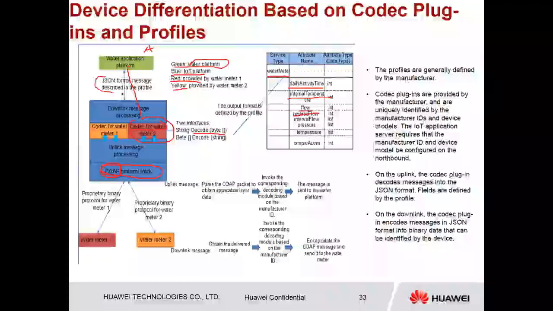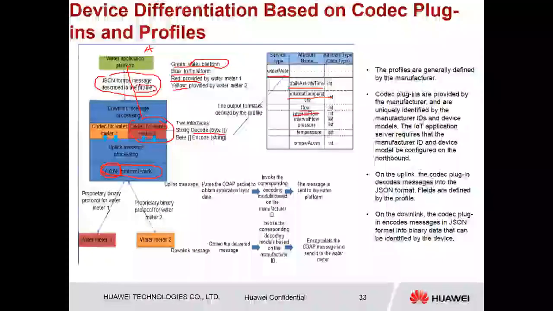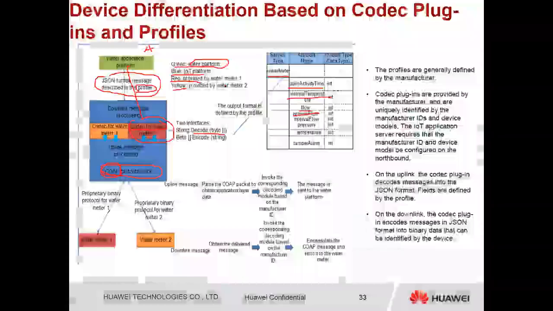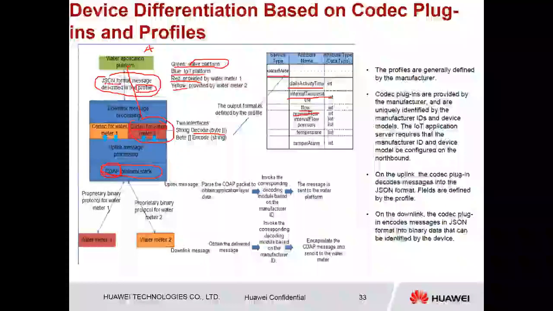And then we can check that when we decode, we need the profile. This profile, as I told you, is a profile description for this device. We decode this message based on the profile. And the same situation applies for water meter 2. We also need to upload the codec plugins for water meter 2, and then our platform can recognize this one. This is the uplink message from the water meter to the water application platform.